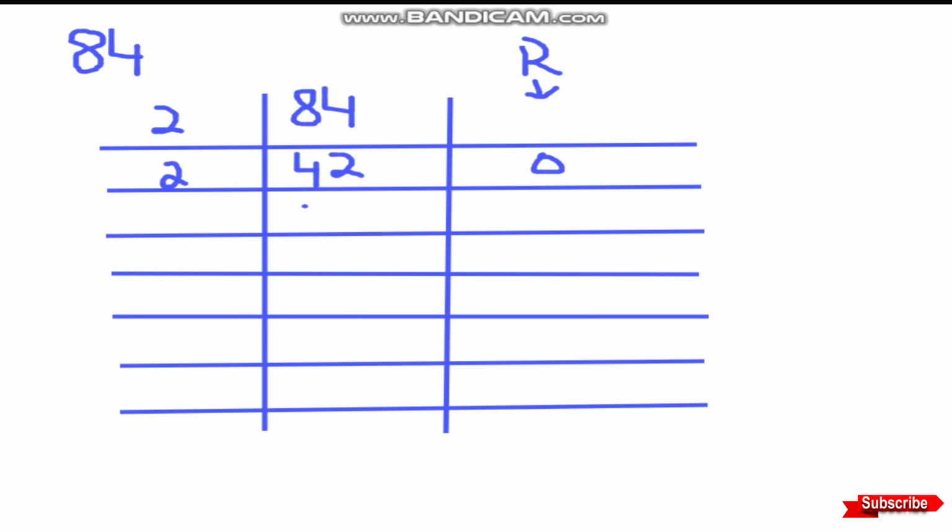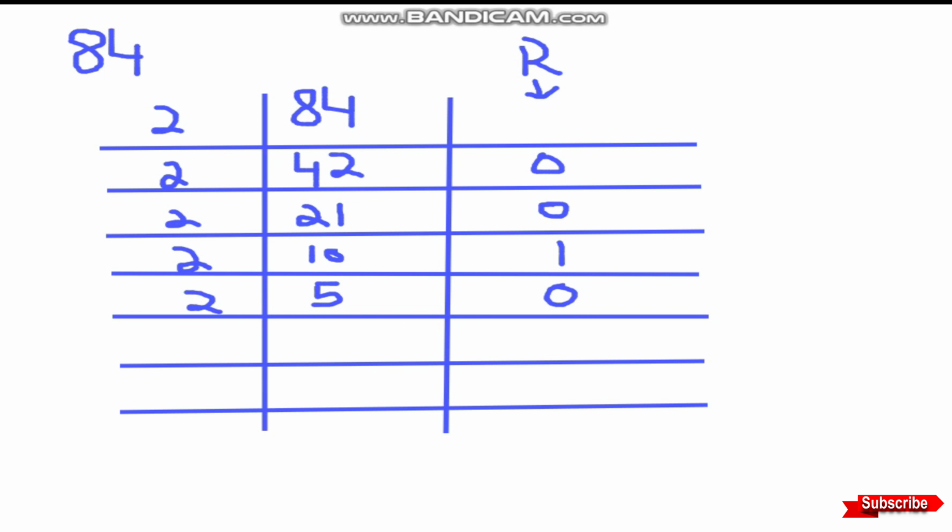Again I'll divide it by 2. 2 multiplied by 2 is equal to 4. 2 multiplied by 1 is equal to 2. So the remainder is also 0. Now 2 multiplied by 10 is equal to 20. So the 1 remains, so the 1 is our remainder. Now 2 multiplied by 5 is equal to 10. So the remainder is going to be 0.